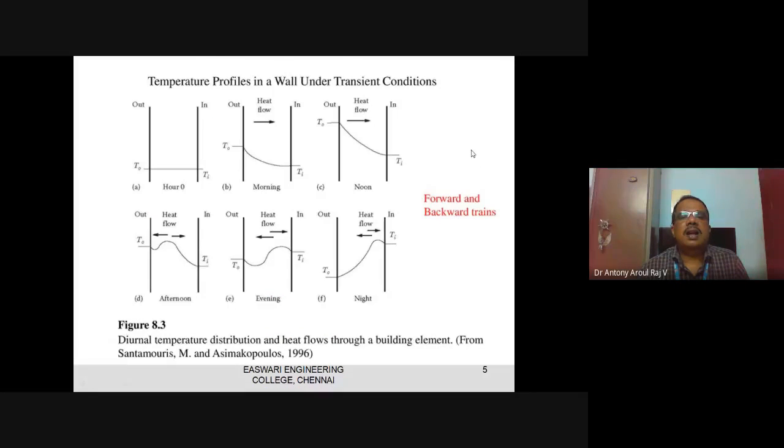And this basic heat transfer I have taken from the books. It will be very interesting, and that's why I'm mentioning it.